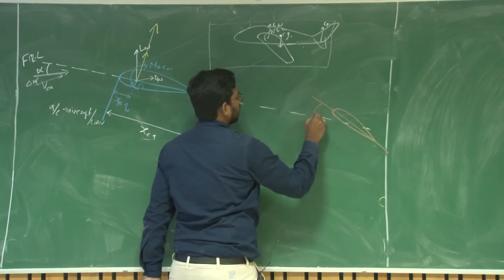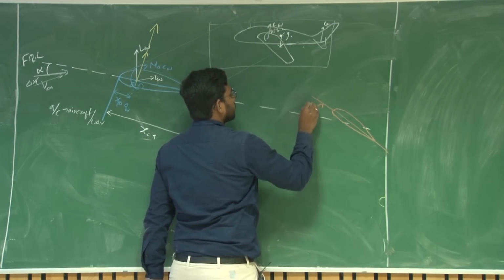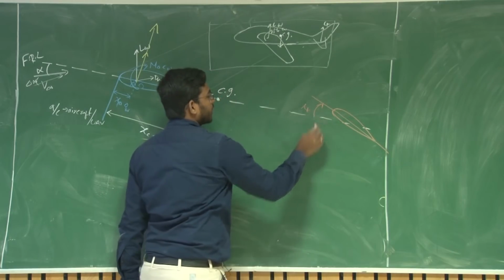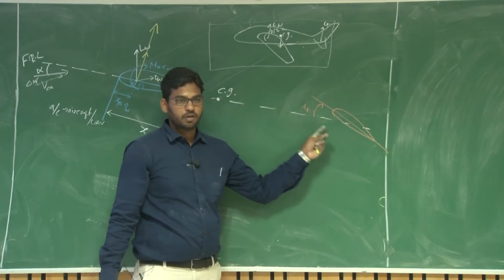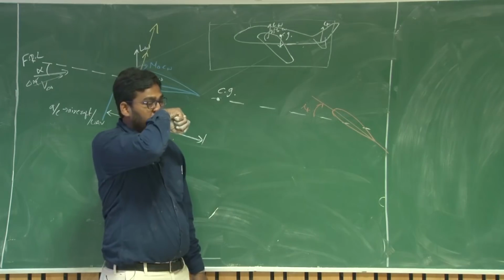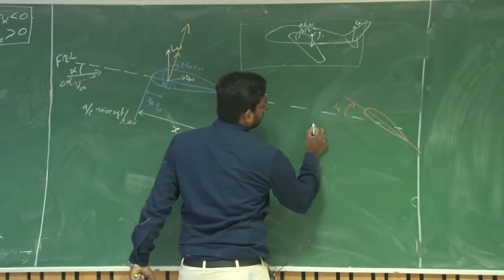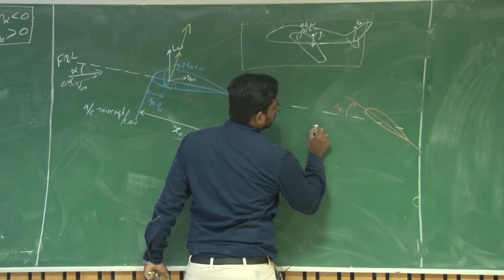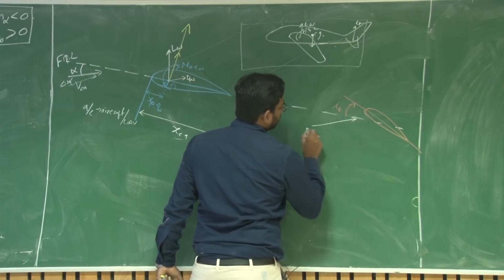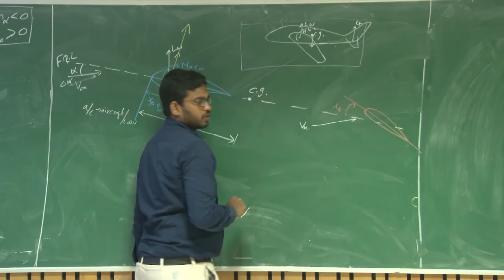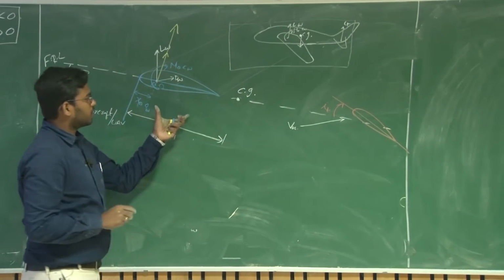So this angle is known as tail setting angle i_t. The angle made by this chord of the tail with respect to the fuselage reference line is known as tail setting. Now again, this is your V infinity here. This is your V infinity, free stream velocity.